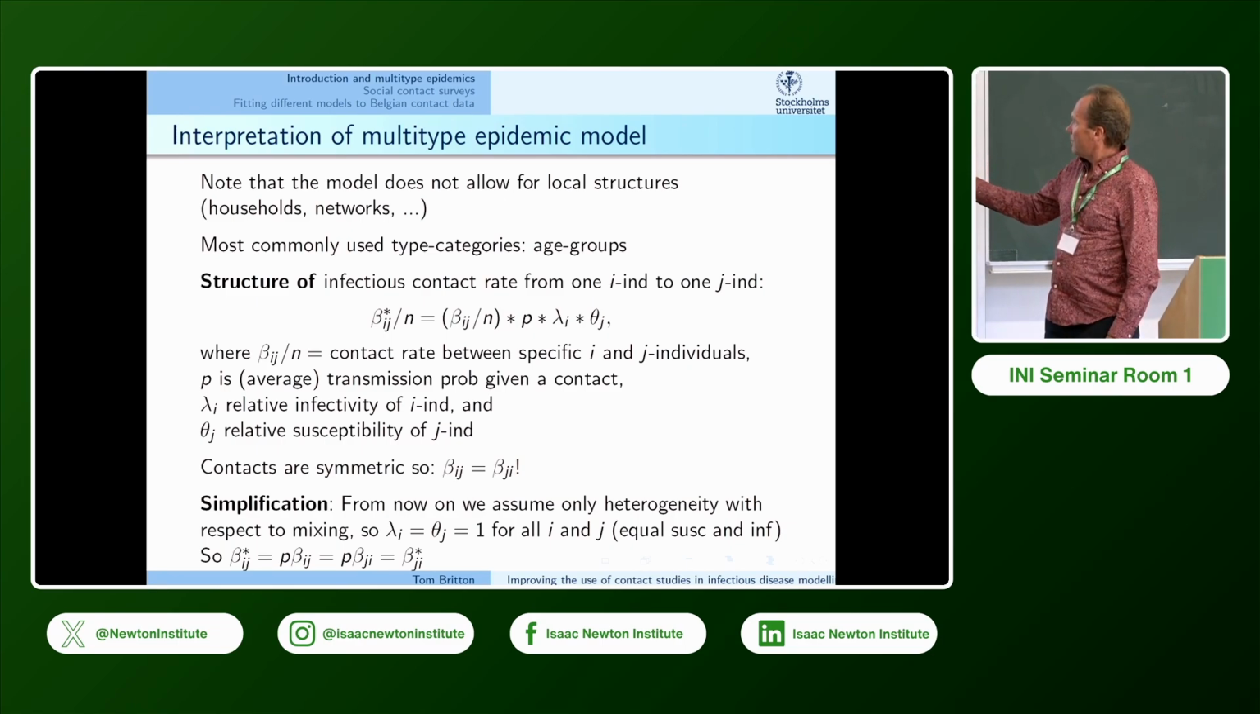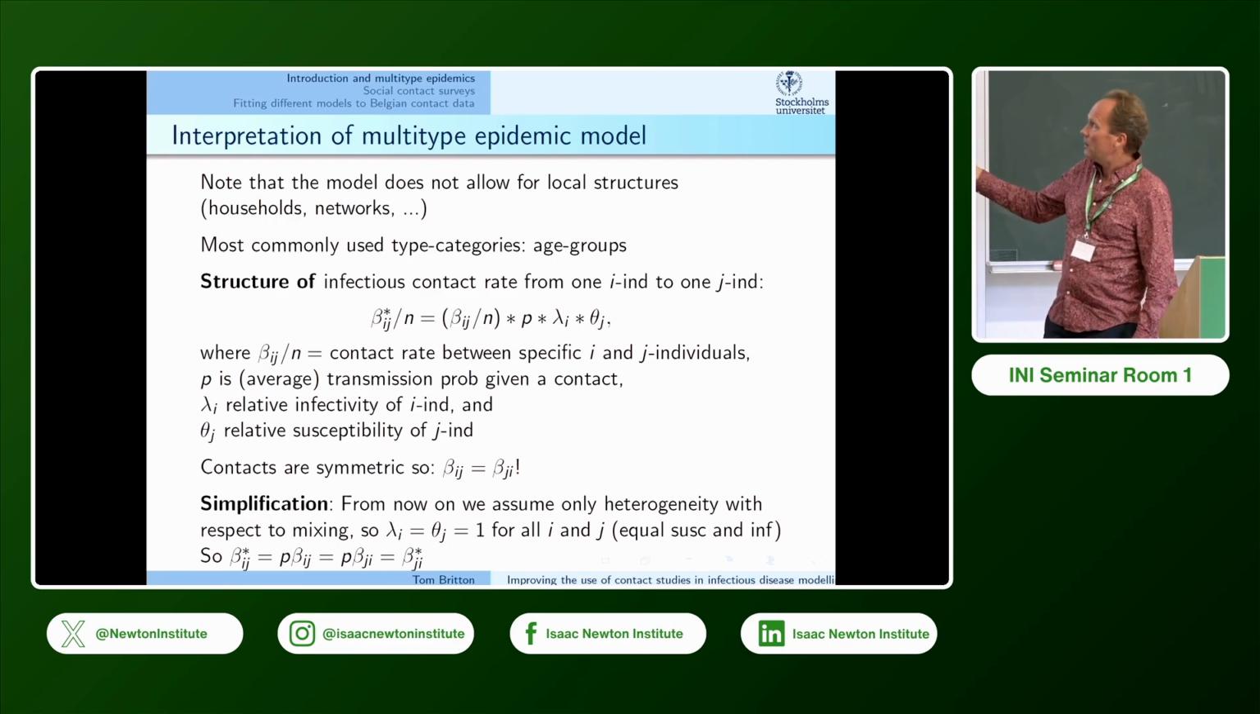As I said, I will skip here. So in principle, you could let this transmission probability be some overall average transmission probability multiplied by the infectivity of the type I individuals, the average infectivity, multiplied by the average susceptibility of J individuals. But for now, I will set these equal to 1, so we just have one transmission probability.